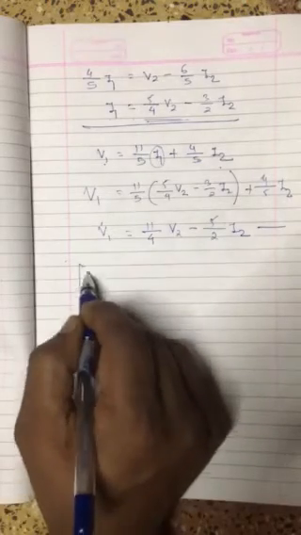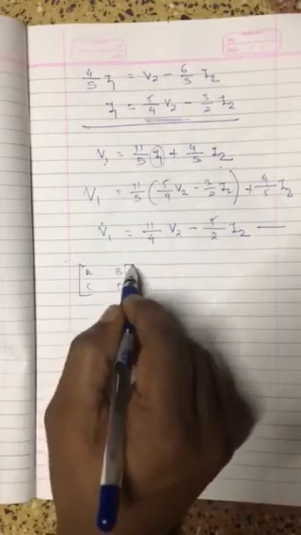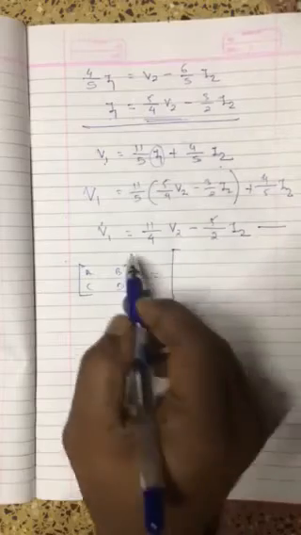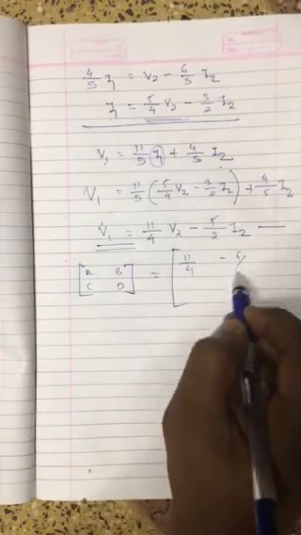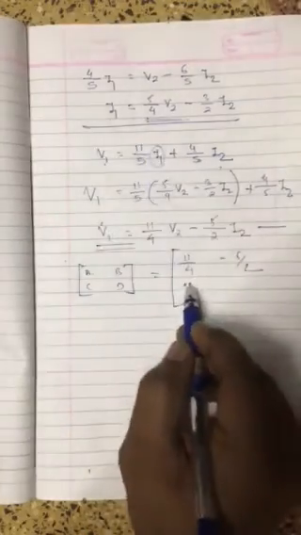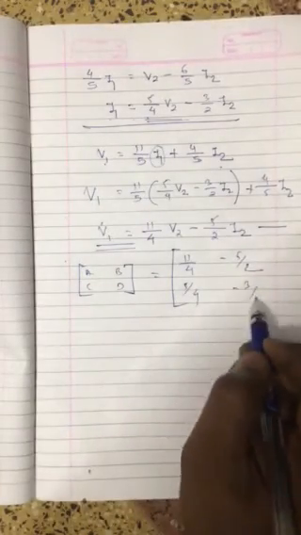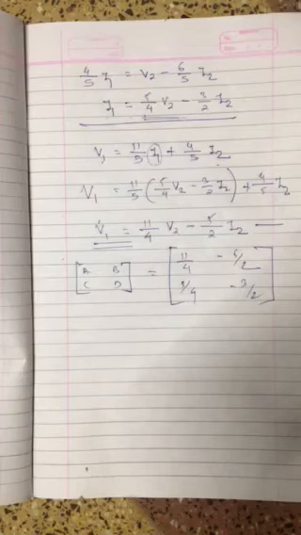So let's write down the ABCD parameters A, B, C, D. This is the first equation, so A is 11 by 4 and B is minus 5 by 2. This is the second equation: C is 5 by 4 and D is minus 3 by 2. This is how we can solve for ABCD parameters. Okay, thank you very much.